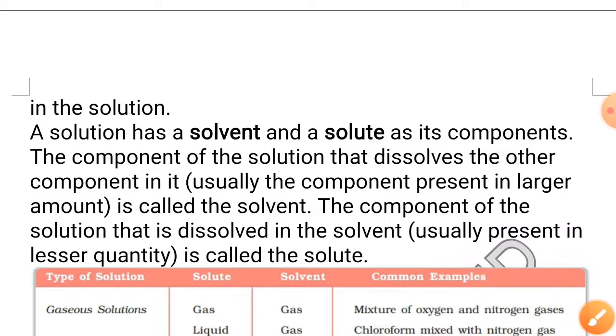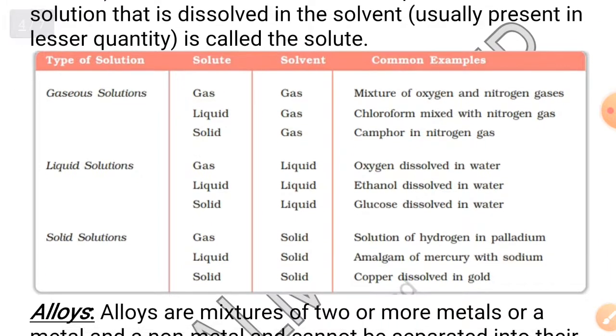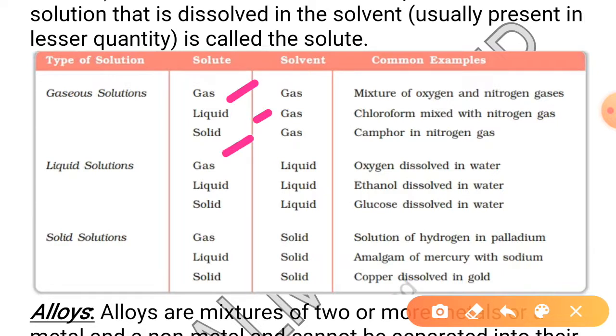Now depending on the state, we can have many types of solutions. Look at the table here. Your solutions can be gaseous solution, liquid solution and solid solution. If you are having a gaseous solution, then the solvent will be gas, but the solute can be gas, liquid or solid. Here you can see some examples too. Gas in gas, that is a mixture of oxygen and nitrogen gas. Liquid in gas, chloroform mixed with nitrogen gas. Solid in gas, example is camphor in nitrogen gas.